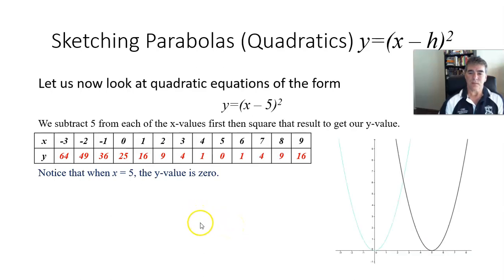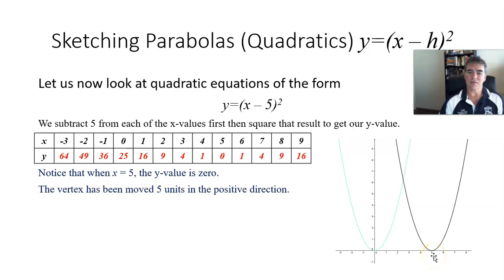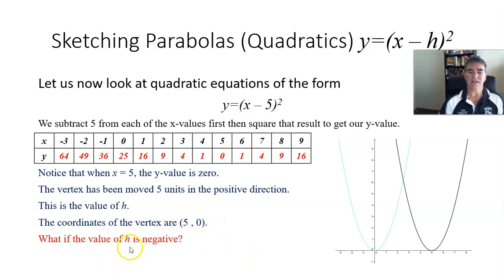So let's sketch it. So this is y equals x squared, and this is y equals x minus 5 all squared. So the vertex is now being moved across to the point (5, 0) in the positive direction. Okay, so it's been moved across 5 units, this h value, and the vertex now, as we said, has coordinates (5, 0). So what happens if h is negative?